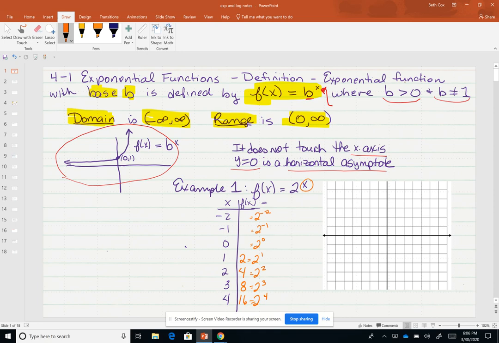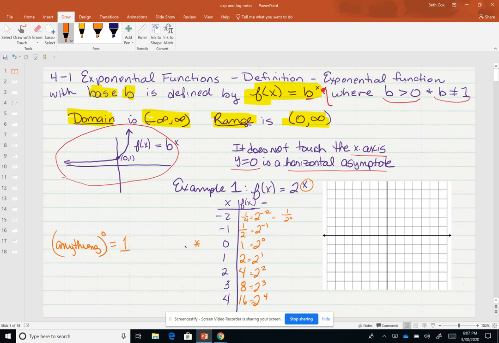2 to the 0 power is 1. As a matter of fact, anything to the 0 power is going to be 1. And that's going to be hard for some people to understand. Negative exponents are reciprocals. This is going to be 1 over 2 to the 1st, or just 1/2. And this one is 1 over 2 to the 2nd, which is 1/4. And so those are our points.